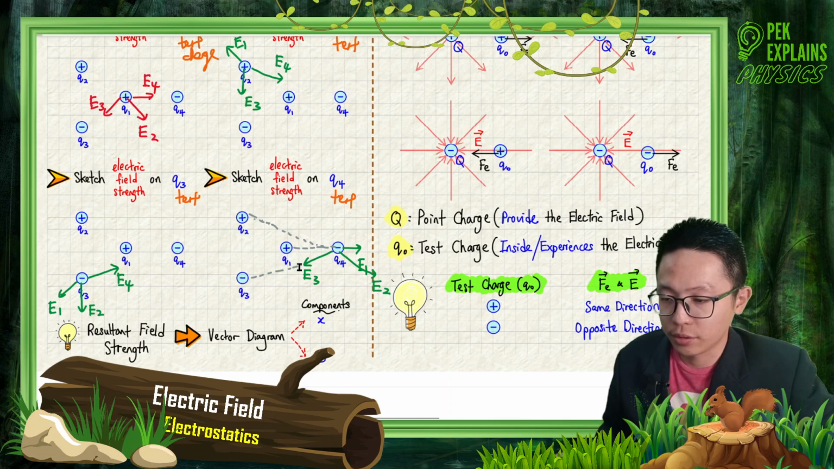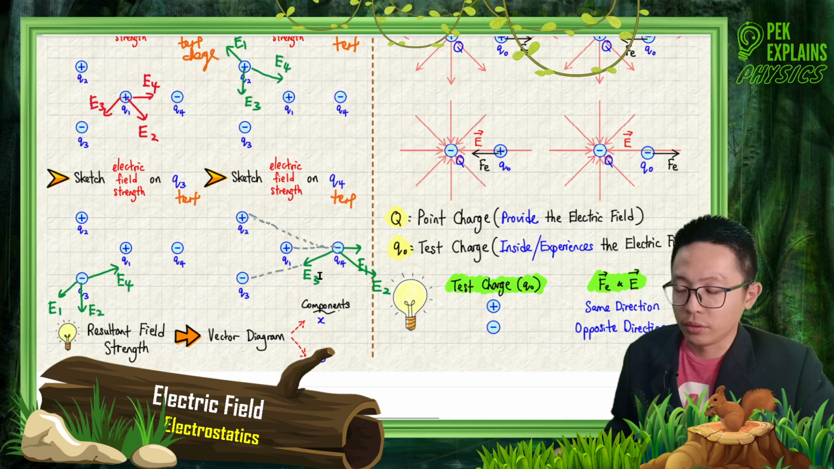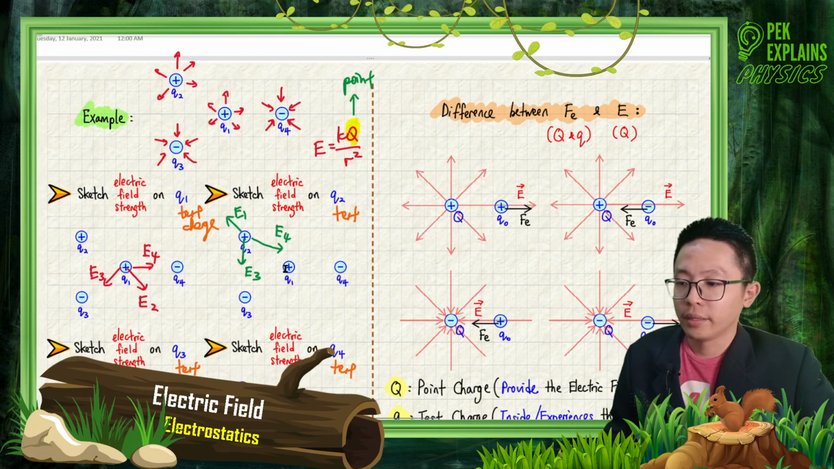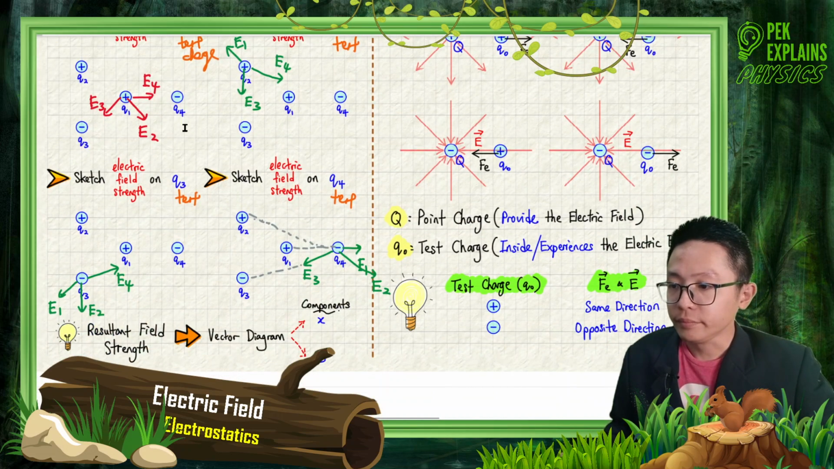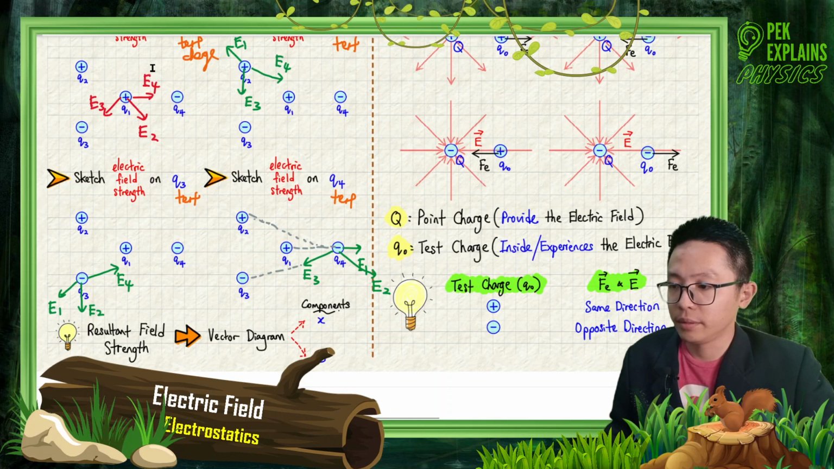Okay. Just draw a dotted line for the origin. So E3 goes towards Q3, E1 away from Q1, E2 away from Q2: positive is away, negative is towards. So that's it. That's the electric field diagram.